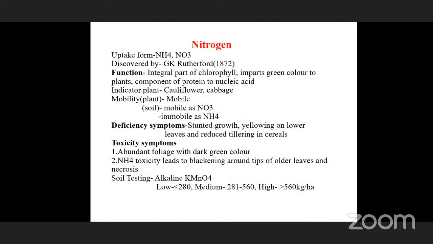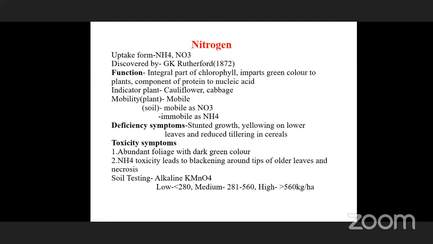Next, about nitrogen. The uptake form of nitrogen is ammonia and nitrate. It is both cationic and anionic form. It was discovered by Rutherford in 1872. The main function of nitrogen is that it imparts green color to the plants, because it is an integral part of chlorophyll, and it is a component of protein and nucleic acid. The indicator plants for nitrogen are cauliflower and cabbage.